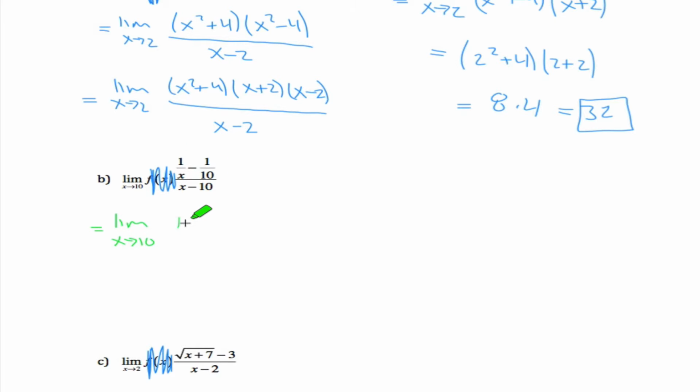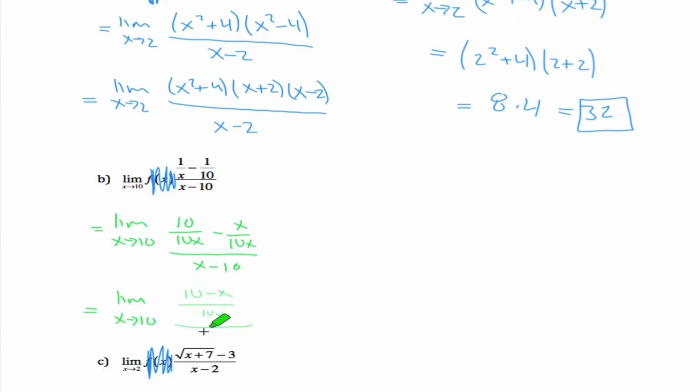And that'll give me, how many steps should I show here? Let's do it this way. 10 over 10x minus x over 10x, all divided by x minus 10. And now that I have a common denominator up here, I can mash those two fractions together and get the limit as x approaches 10 of 10 minus x divided by 10x.